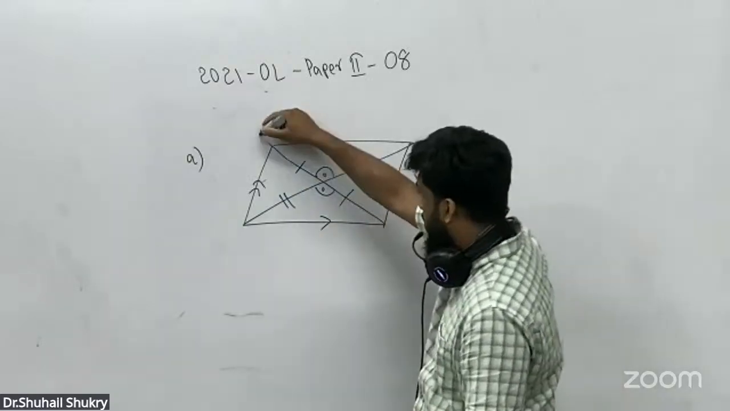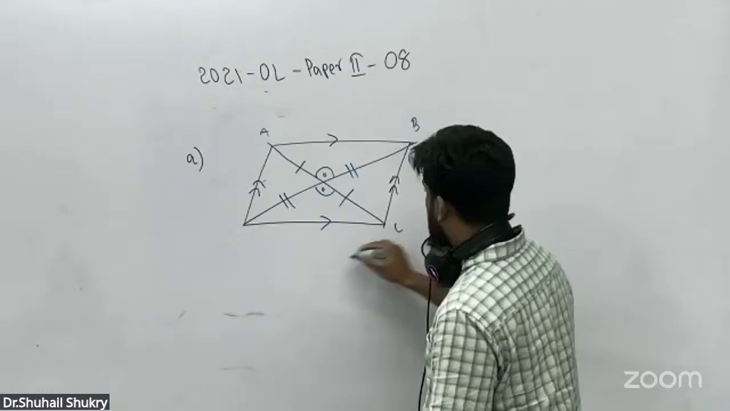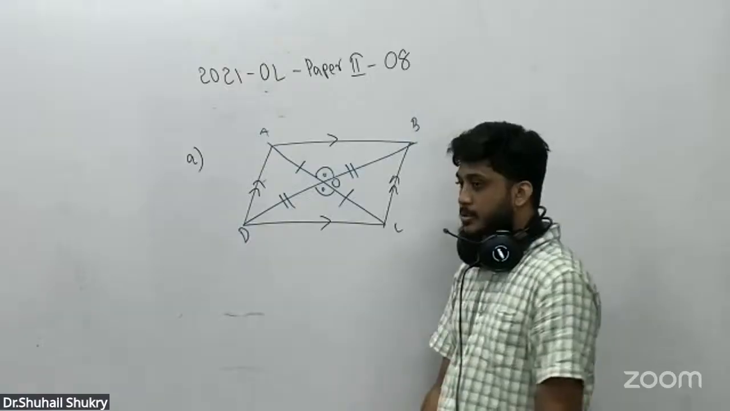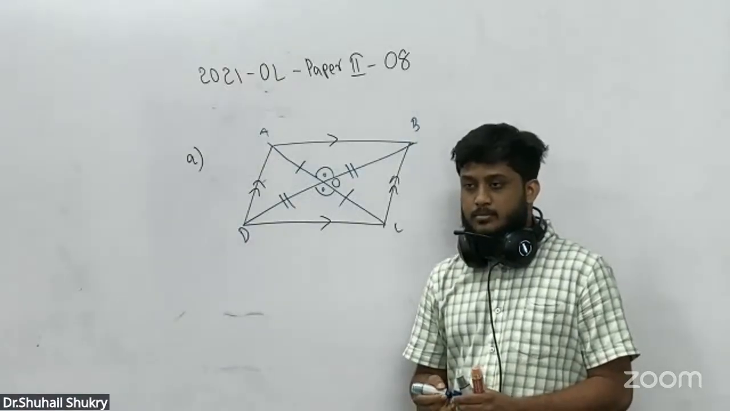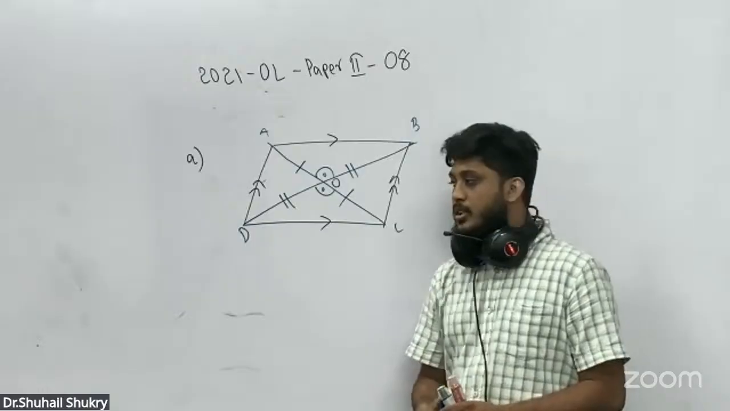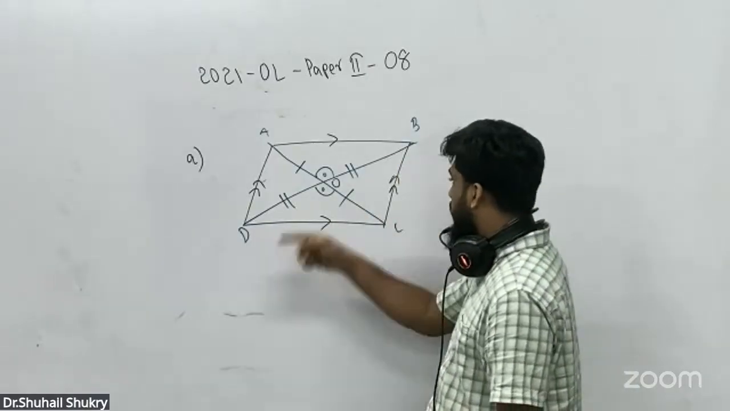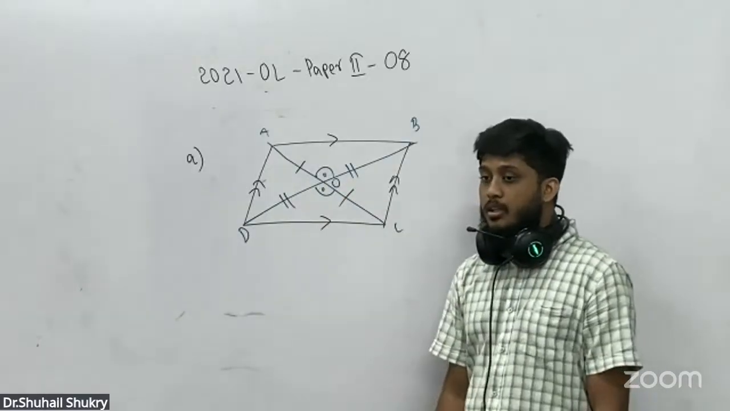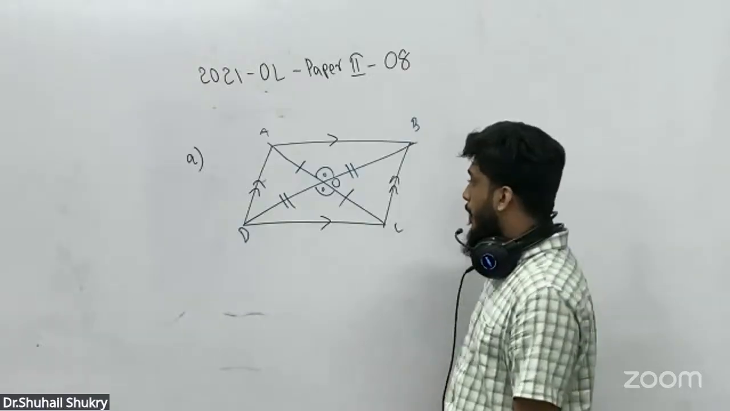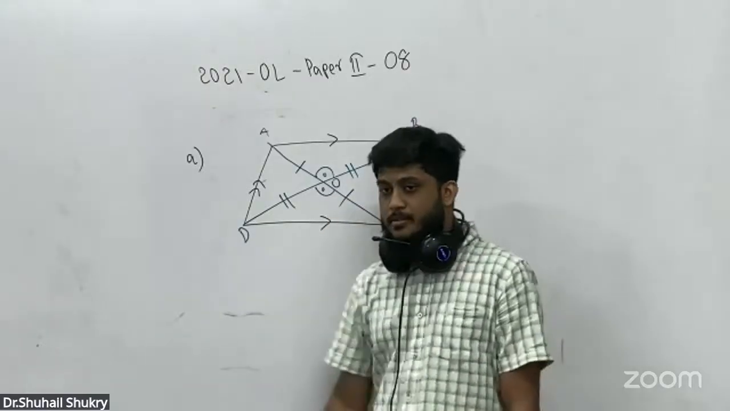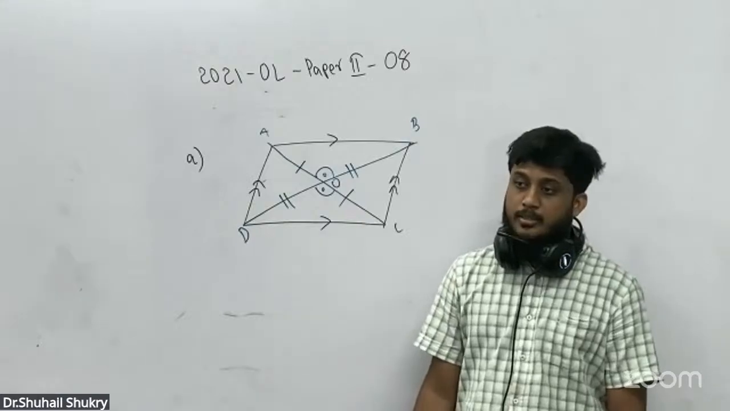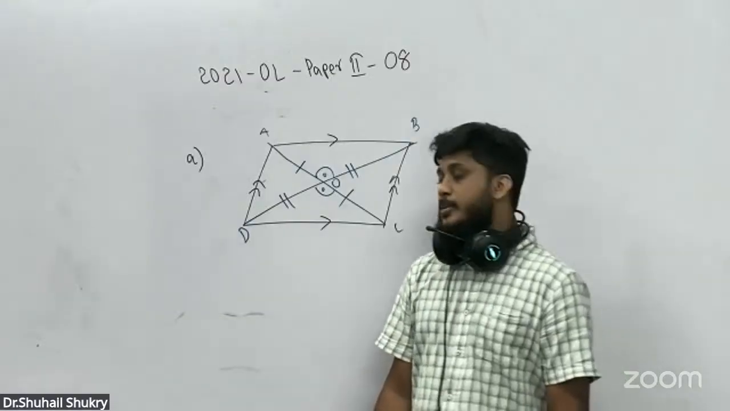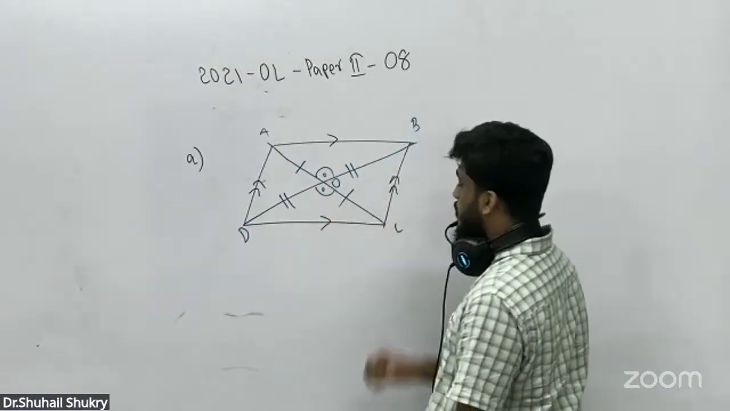Now we'll take this one as ABCD, and we'll name the center as O. So you can tell AO equal to OC. Reason? Diagonals bisect each other. After that, you can say OD is equal to OB. Diagonals bisect each other. Then vertically opposite angles are equal. Therefore, these 2 triangles are congruent under which case? Both the triangles are congruent under SAS case.